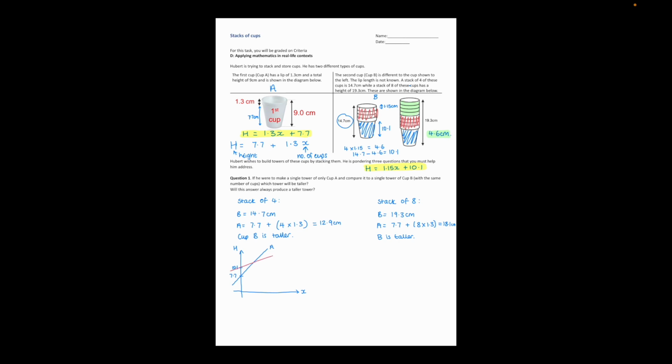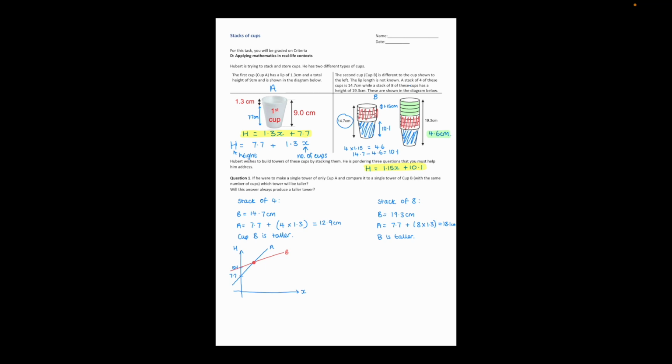So it might be something like this. So at some point, you're going to get this intersection. And to start with, cup B is going to be the taller one, okay, which is what we found. A stack of 4 and a stack of 8 must be in this region. But at some point, we're then going to find that A is actually the taller stack and that B is smaller, because the lip is smaller, so what you're adding on each time becomes less and less. So the best way to find that intersection is to find when the two equations are equal to each other.